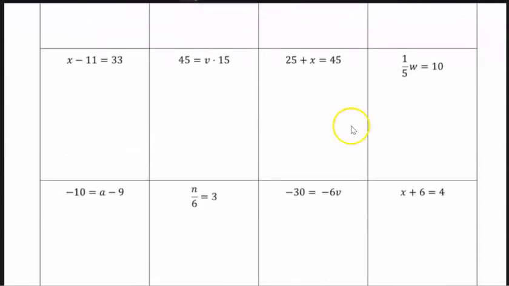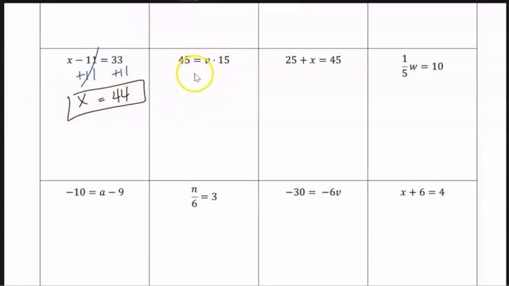So we have a few more here, x minus 11. So the opposite of subtracting by 11 is adding by 11. And you get x equals 44. Now you might be saying, what if I'm not confident in my answer? What if I didn't know it was divide, or what if I didn't know it was multiply?